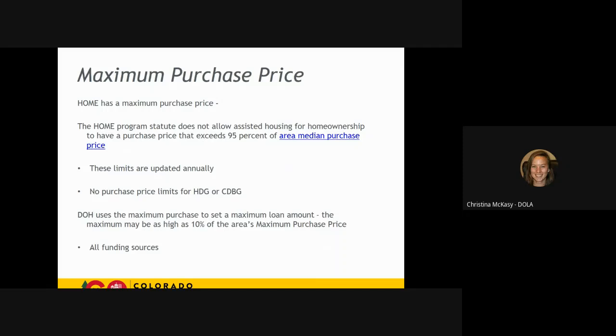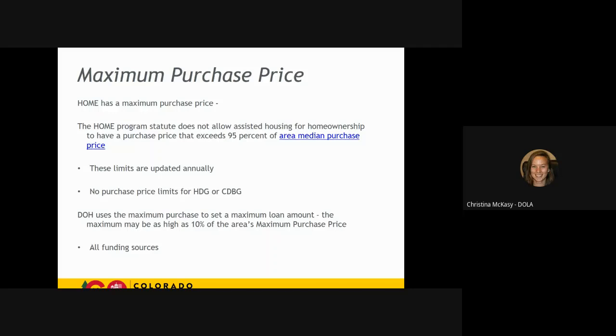But we do use that 95% of the area median purchase price in order to set our maximum loan amount. For all programs, the maximum loan amount you can provide in each county is 10% of that area median purchase price. So, for example, if you are a multi-jurisdictional, multi-county program, each year you're probably going to be updating your maximum loan amounts to be 10% of the area median purchase price that's introduced by HUD every year.